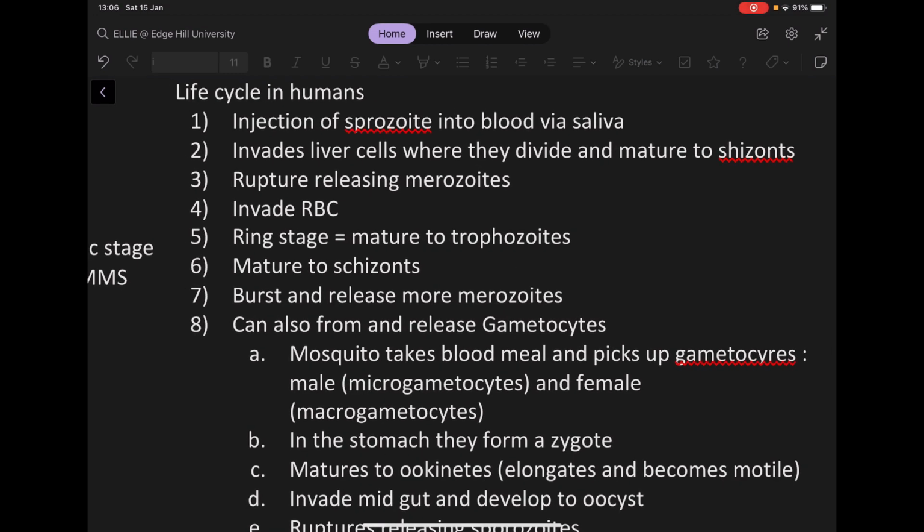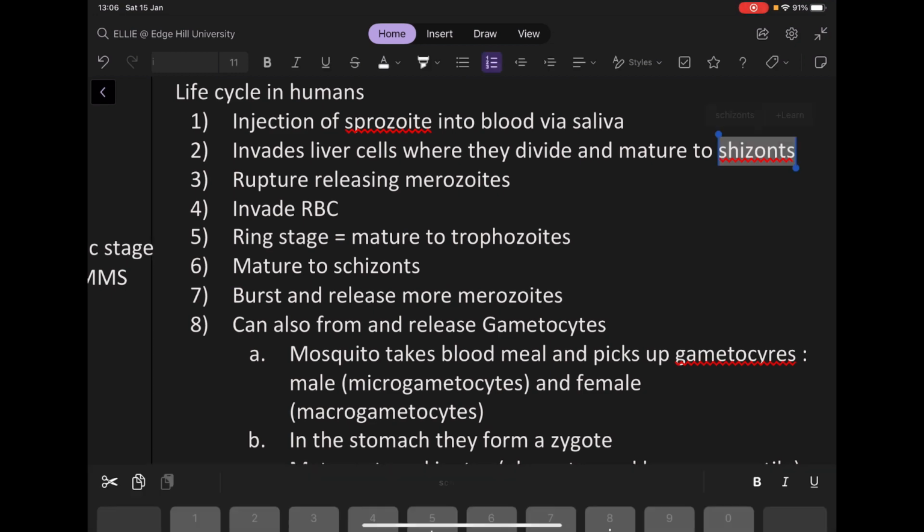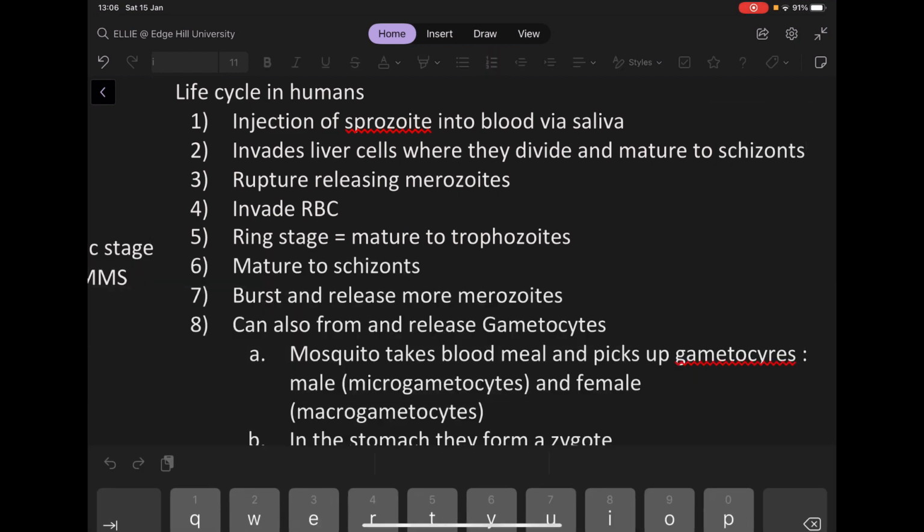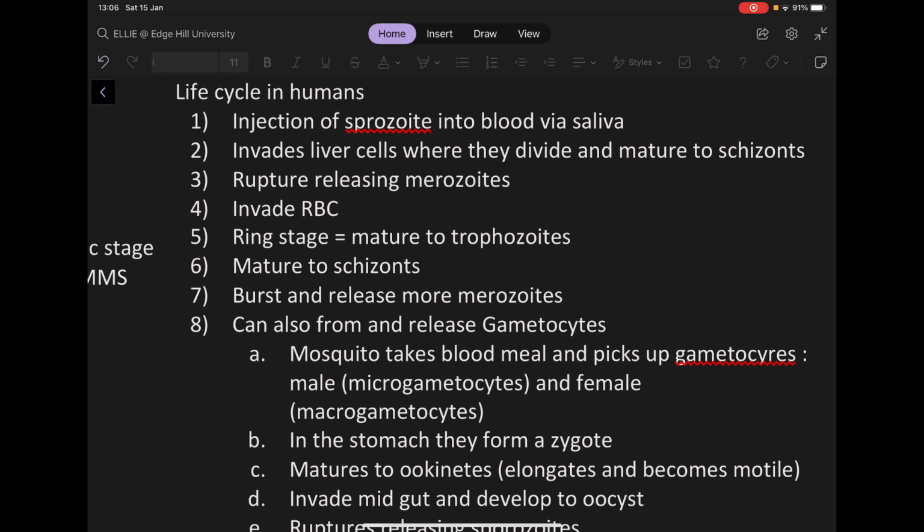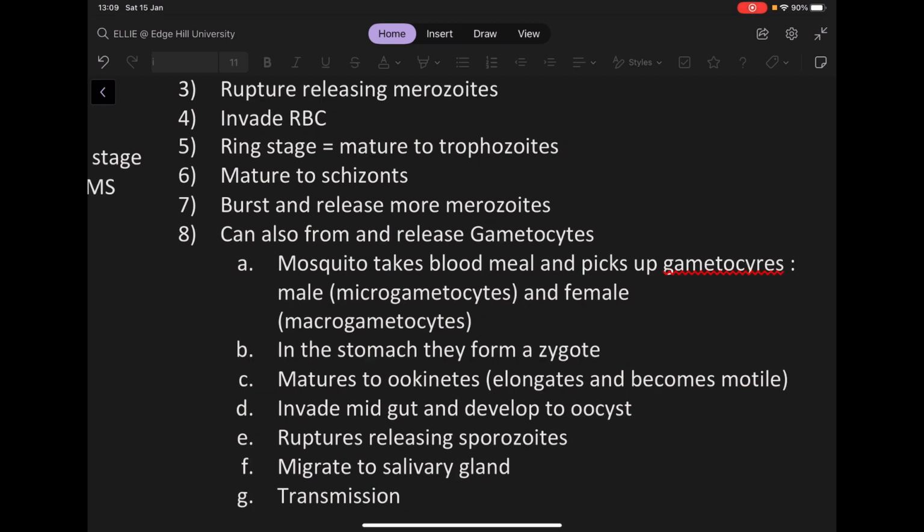These then mature again into schizonts, which burst, which cause the bursting and releases more merozoites, or gametocytes. Mosquito come and take a blood meal from us, or this person here. The mosquitoes take up either the merozoites, and then they can cause another infection in another person straight away, or they take up the gametocytes.